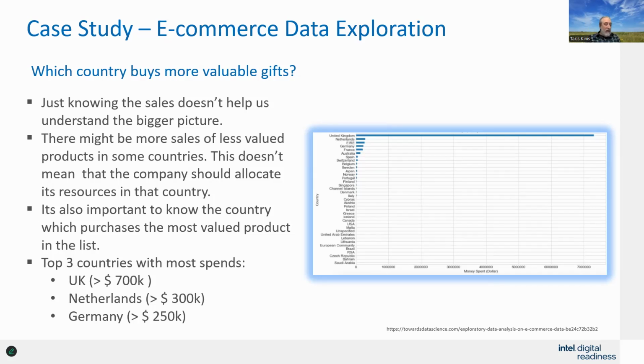buying what doesn't really necessarily give us any value, right? So it says just knowing the sales doesn't help us. There might be more sales of less valued products in some countries. Doesn't mean that the company shouldn't allocate resources. So you shouldn't close the store because you think you're not selling anything, right? Maybe you're not looking at the right information.